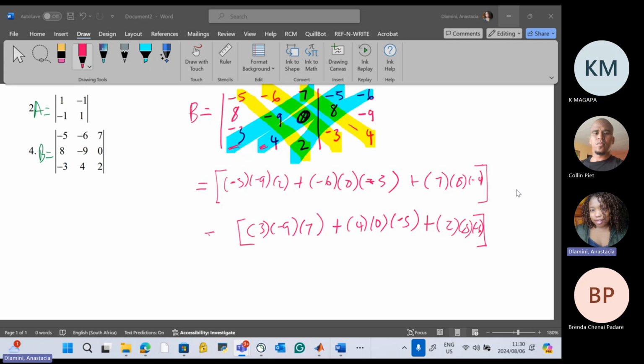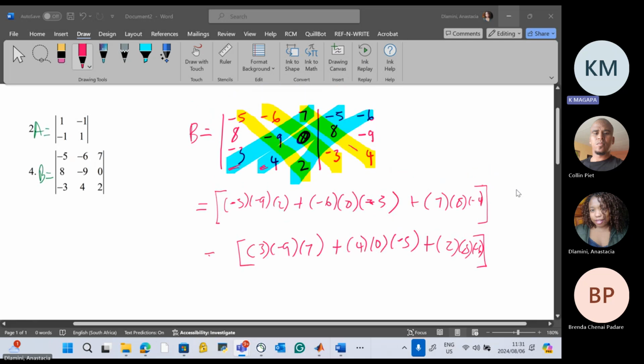No problem. I'm getting -195. Why are you getting 195? I want to check if I did the correct things. Is it -5, 9, and 2? Yes. Then -6, 0, and -3.